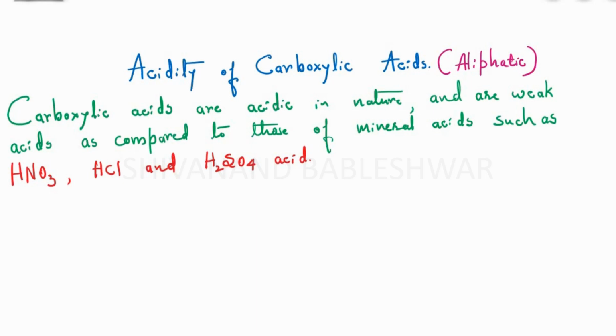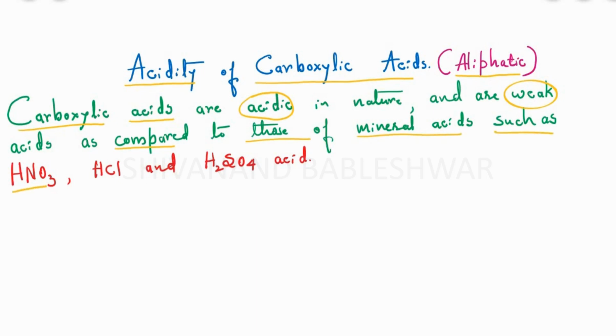Hello students, in today's class we are going to study acidity of carboxylic acids, and in particular we are concentrating on aliphatic acids. Carboxylic acids are acidic in nature. The name itself is revealing that they are acidic. But these are weak acids as compared to mineral acids such as nitric acid, hydrochloric acid and sulfuric acid.